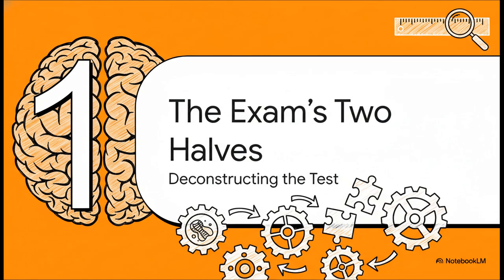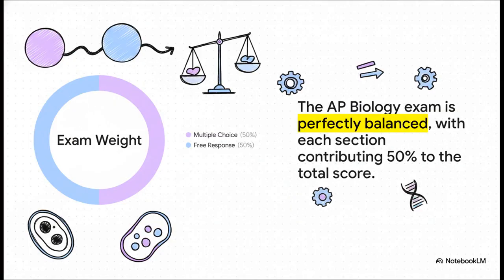All right, first things first, let's look at the basic architecture of the AP Biology exam. The most important thing to get right away is that this test is perfectly balanced. Think of it like a scale. The multiple choice questions on one side, the free response questions on the other. Each one accounts for exactly 50% of your final score.